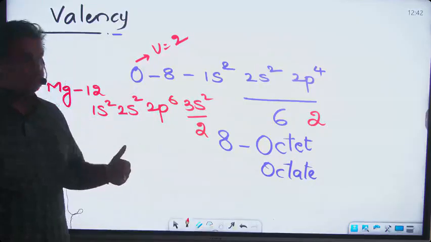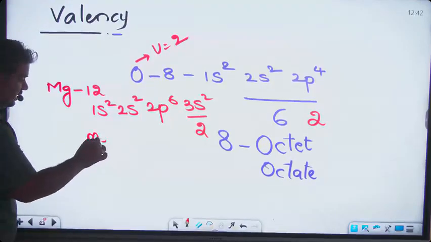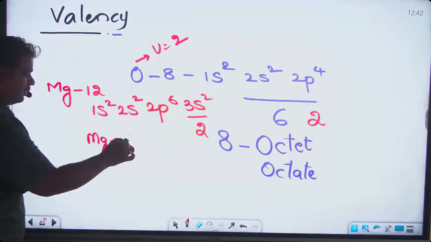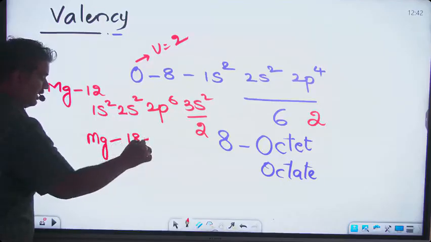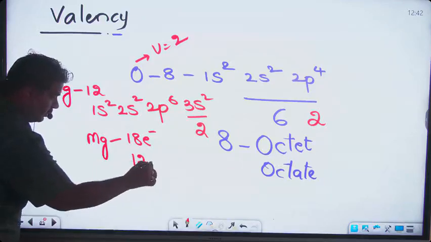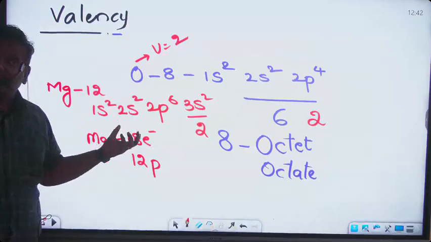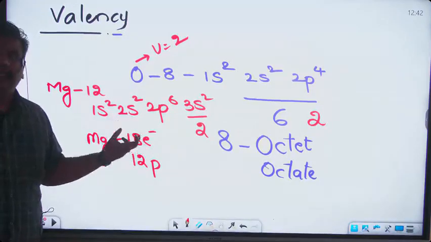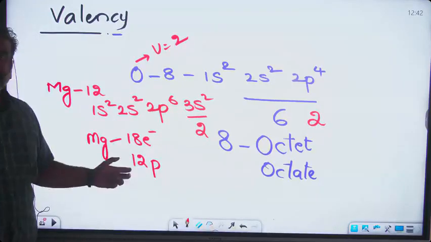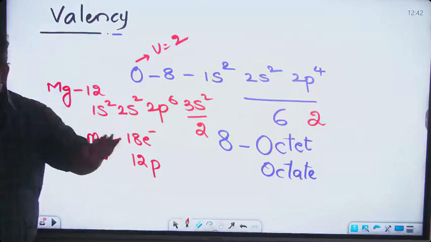Now assume that magnesium gains 6 electrons. Then how many electrons will there be? There are already 12, and gaining 6 more makes 18 electrons. But the number of protons will remain 12. For these 12 protons, holding 18 electrons is highly impossible. So that is the reason why magnesium will never gain 6 electrons.